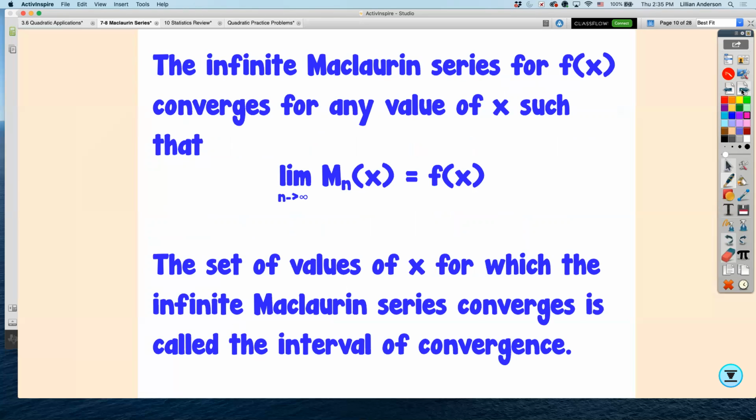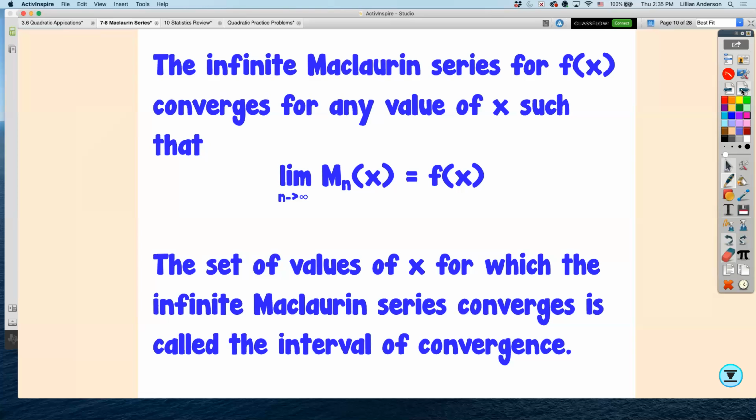Now, the infinite Maclaurin series for f of x converges for any value of x such that the limit as n approaches infinity, so as n gets really large, of a particular nth ordered Maclaurin approximation is going to equal f of x, whatever x is, as we've seen in the last two examples, right? When x was 1 for that fourth order Maclaurin series, it equaled very closely what f of 1 was, 1/3. Same thing with the last example. The larger that n got, the closer we got to e.